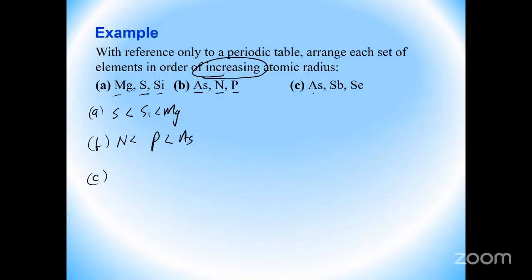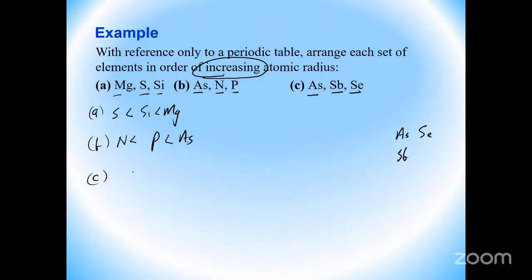In the case of C, they gave us arsenic, antimony, and selenium. If I remember correctly, they're all next to each other. You've got arsenic, and then to the right of it is selenium, and then right below arsenic is antimony. So which of these would you expect to be the smallest? We're starting from the smallest to the largest.